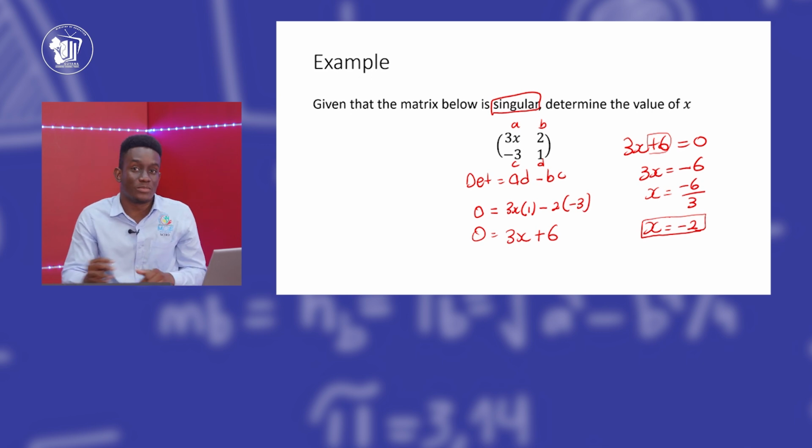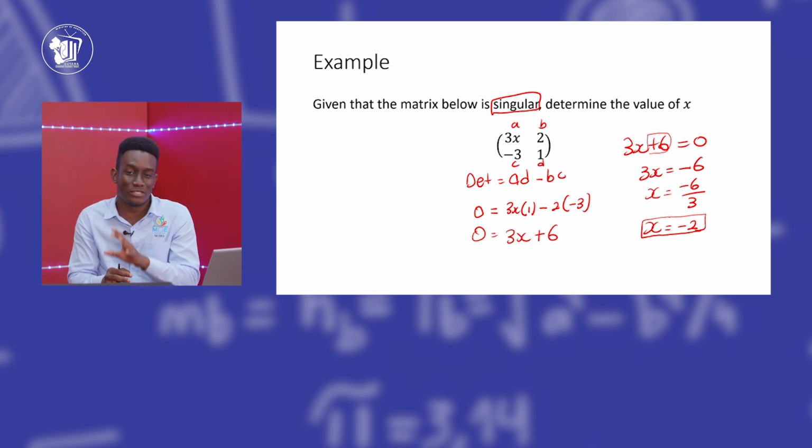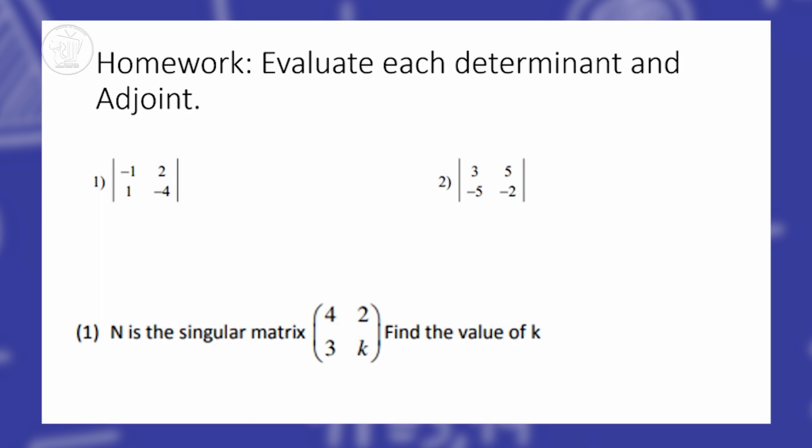And with that, this has brought us to the end of this video. I trust that you now have a good understanding of how to find the determinant of a matrix, how to find the adjoint, and also the concept of singular matrices. So remember, the determinant of the 2 by 2 identity matrix is 1. Of course, I must leave some for you to practice on your own. So you want to find the determinant and the adjoint of these 2 matrices here. And then you want to find the value of k if this is a singular matrix.